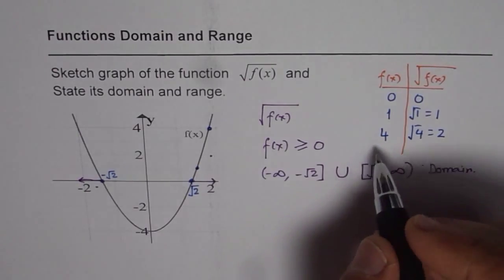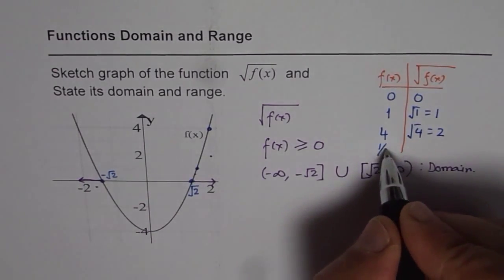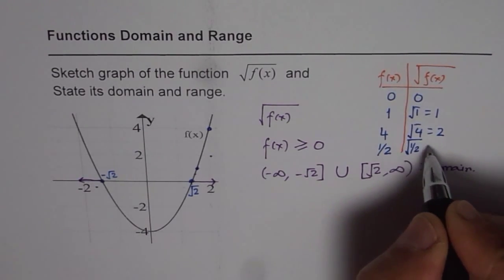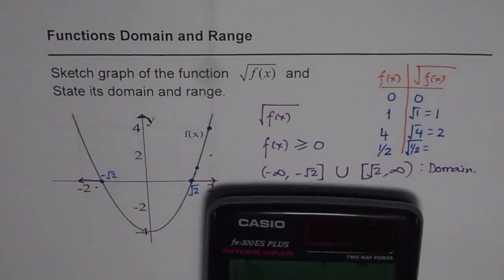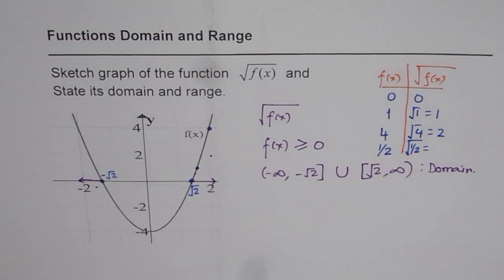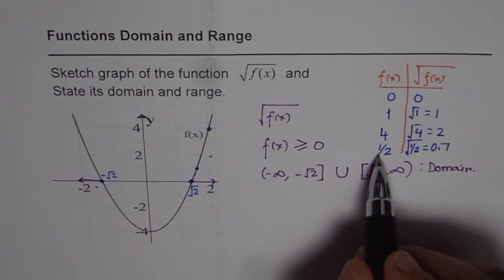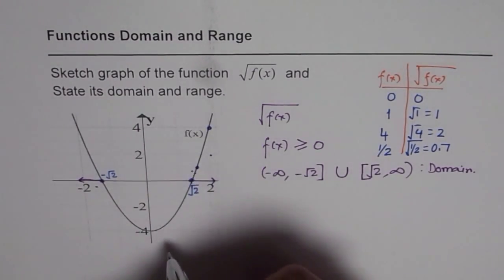Now, can you tell me, if f of x is half, what is the square root of half? Well, 0.5, that is. If you use the calculator, what you really find is the square root of half, 0.5, is equal to, in decimals, 0.707. As you can see, it is more than 0.5, correct? So at half, it is kind of more, right?